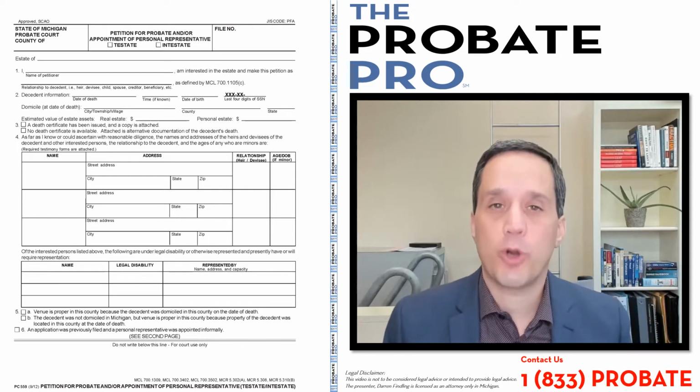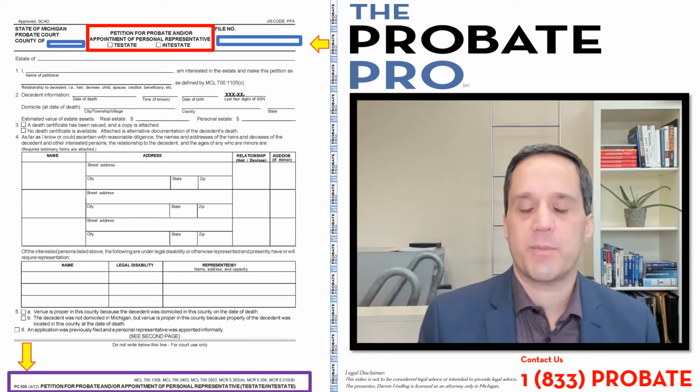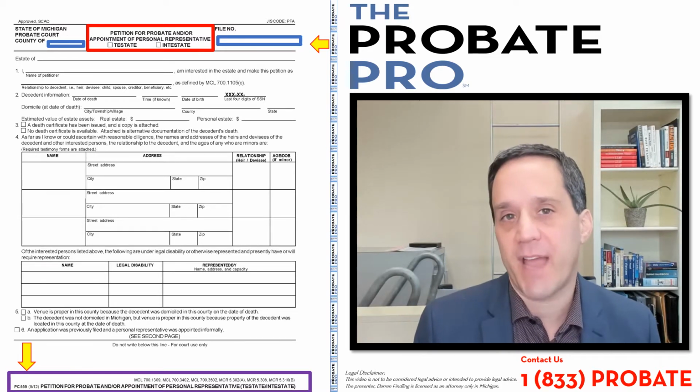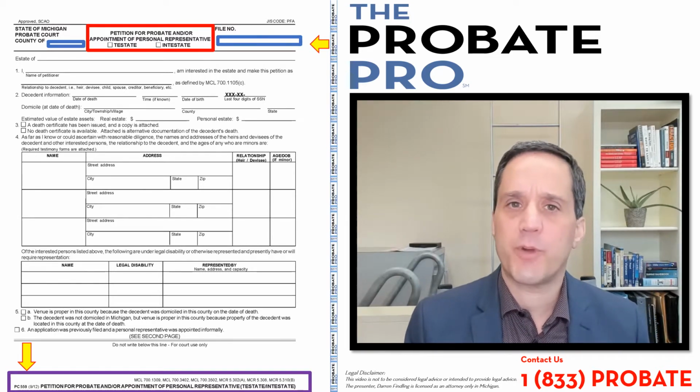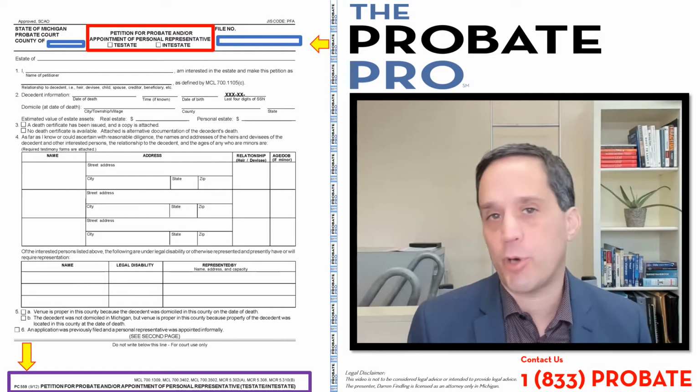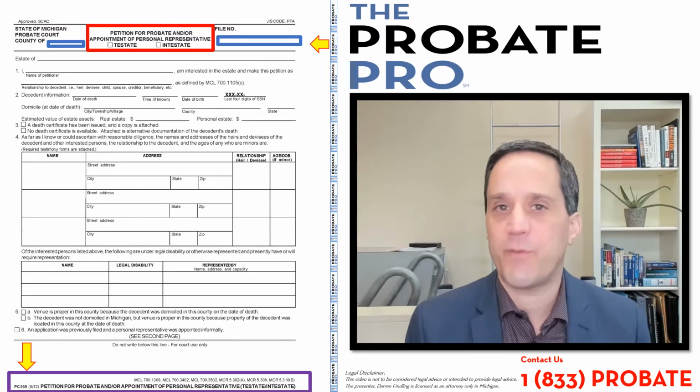The petition for probate. Hi, I'm Darren Findling of the Probate Pro, and we're going to examine SCAO Form PC559, the petition for probate to commence an estate and appoint a personal representative. SCAO stands for State Court Administrative Office, PC for Probate Court, and 559 is the form number.